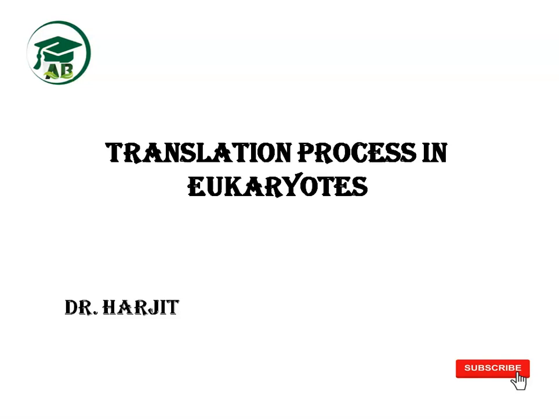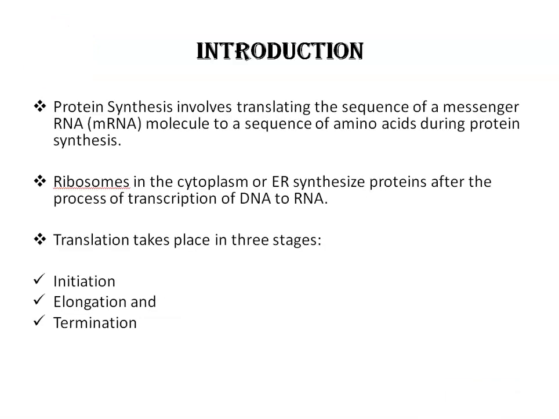Today we'll be discussing the translation process in eukaryotes. Translation involves translating the sequence of a messenger RNA molecule to a sequence of amino acids during protein synthesis. Ribosomes in the cytoplasm or endoplasmic reticulum synthesize proteins after the process of transcription of DNA to RNA. Translation takes place in three stages: initiation, elongation, and termination.